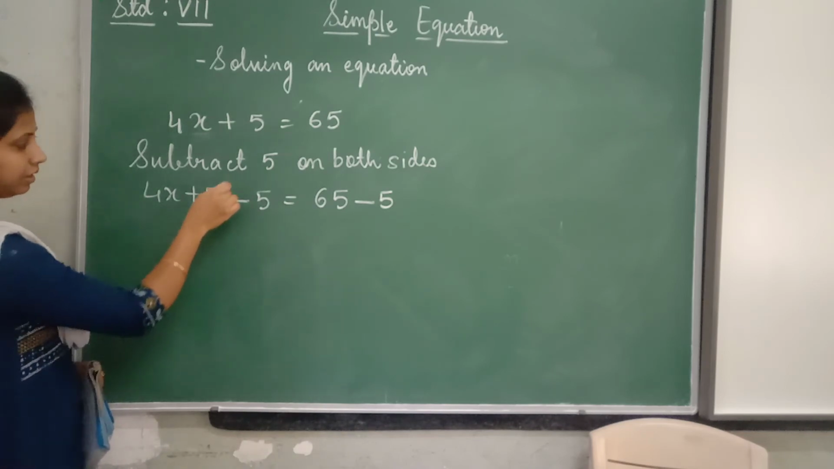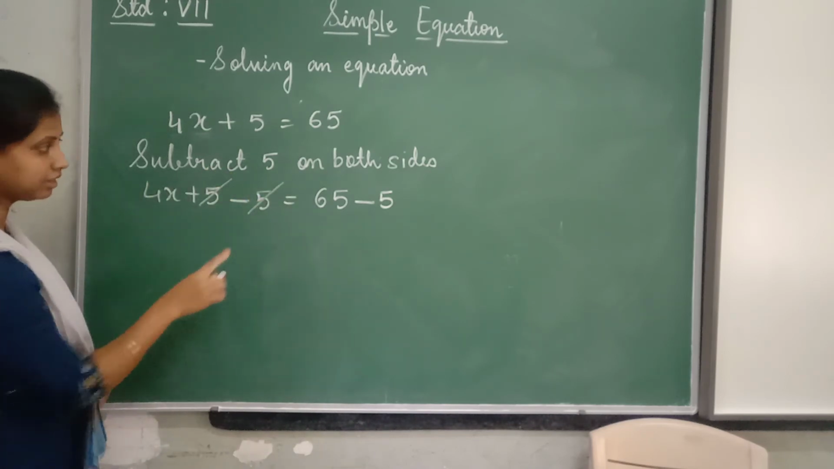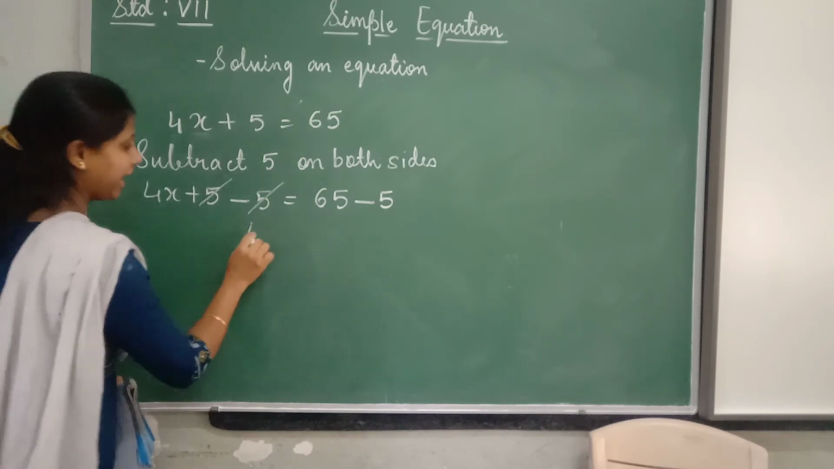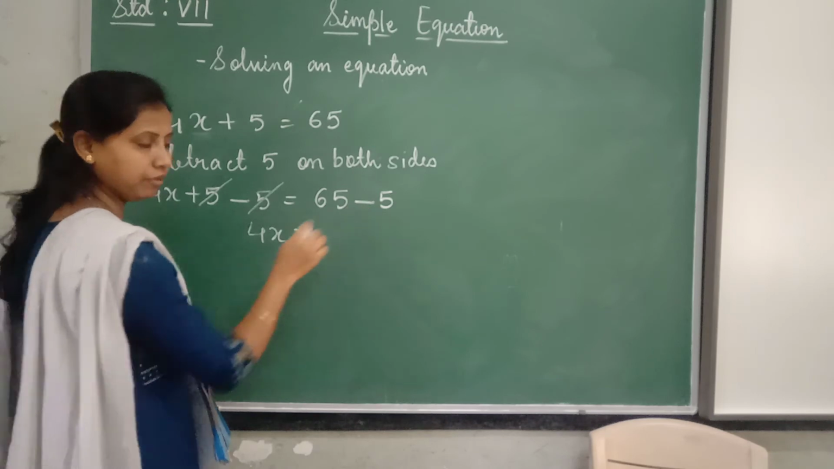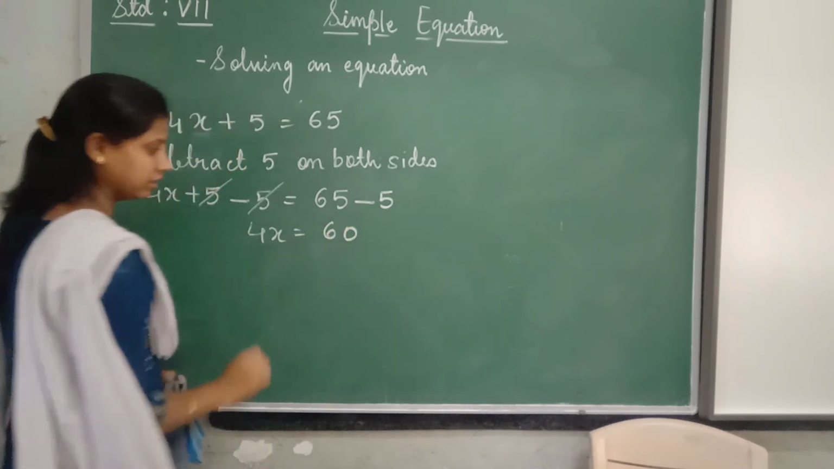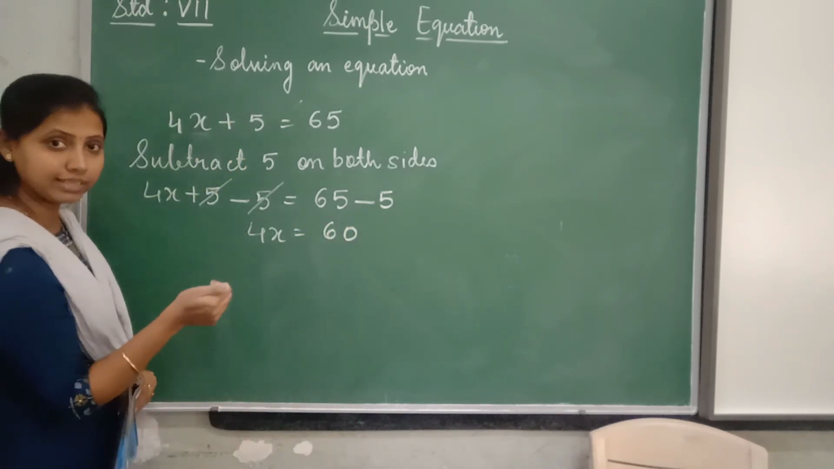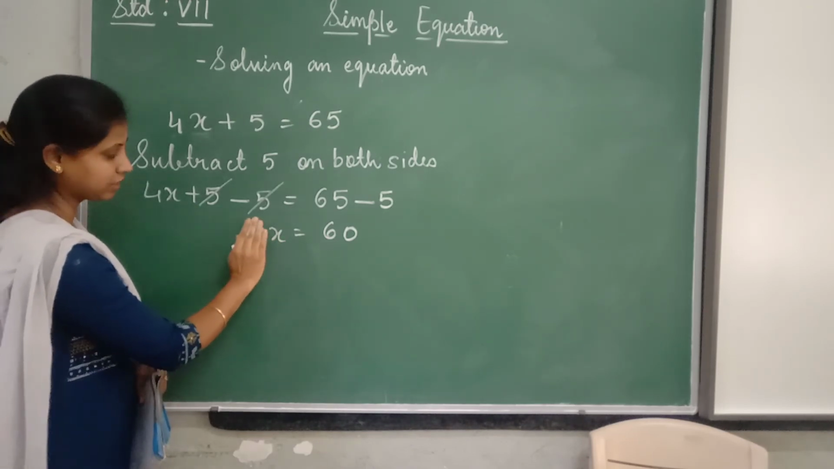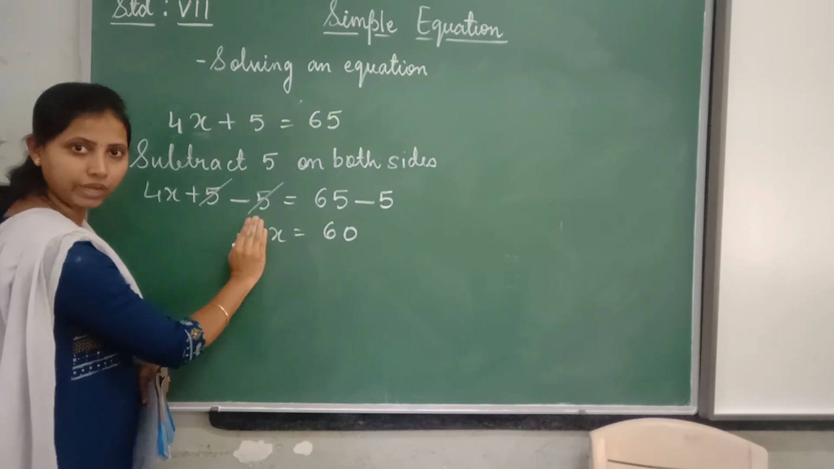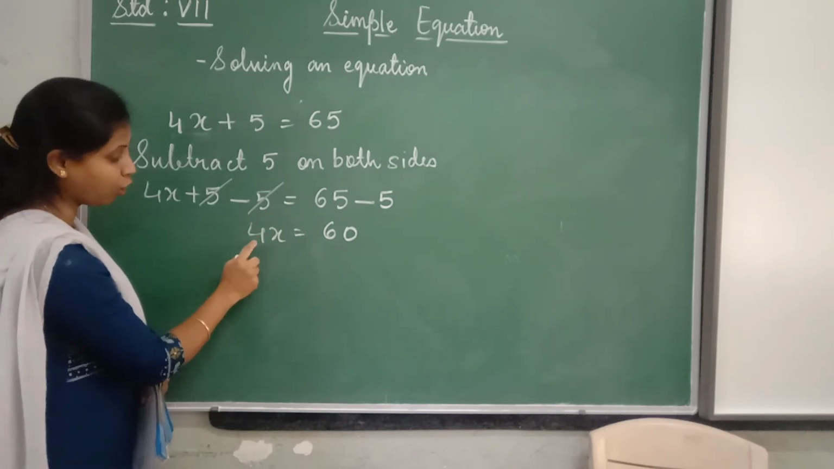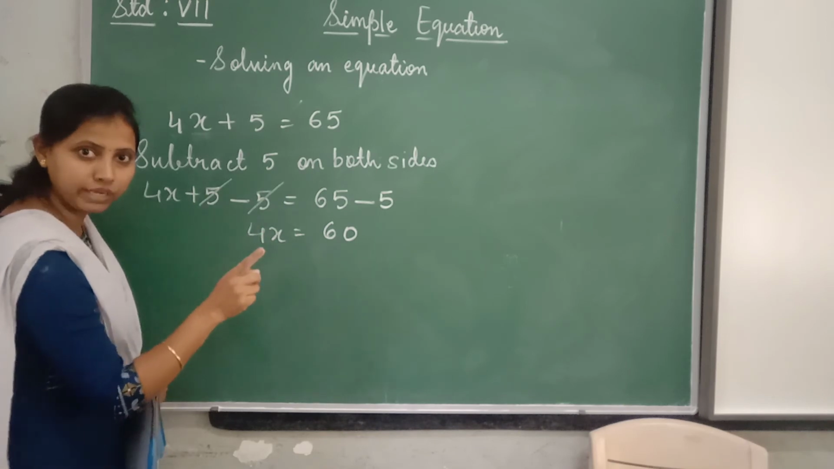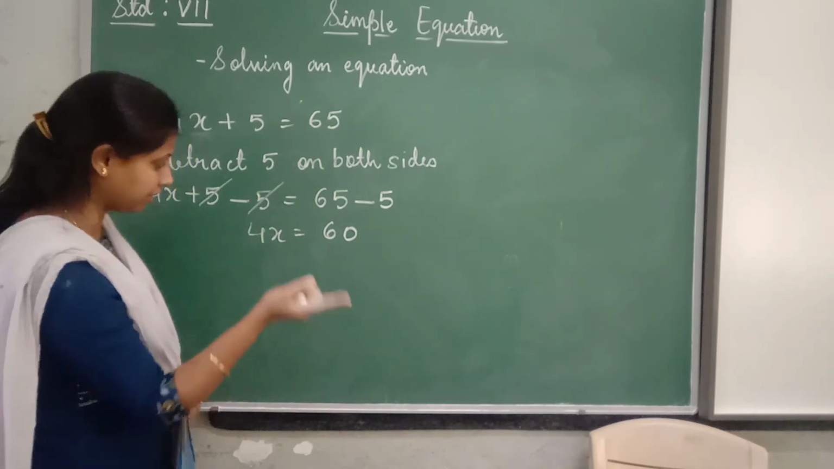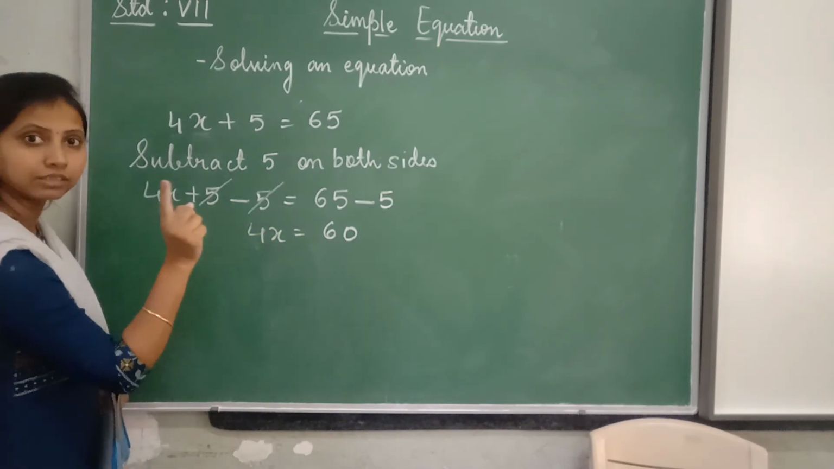So now you can see here plus 5 and minus 5 will get cancelled, since we had subtracted 5. So what remains now? 4x remains. 4x is equal to 65 minus 5, which is 60. Now again, what is not required? 4 is not required. To get the value of x, we don't want 4 on this side. So to cancel this 4, it is 4 into x. Into is there, so what do you have to do? Divide by the same number. Divide by 4 to cancel 4.